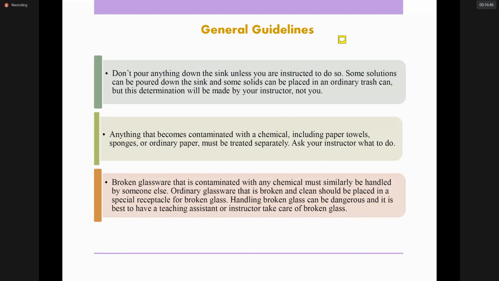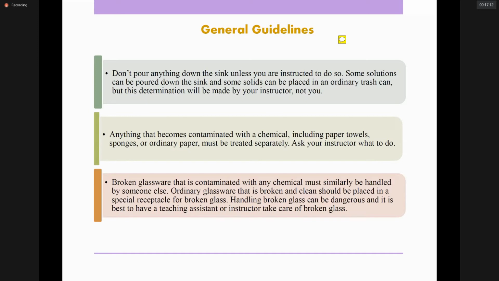Don't pour anything down the sink unless you are instructed to do so. Some solutions can be poured down the sink, and some solids can be placed in ordinary trash, but this determination will be made by your instructor, not you.